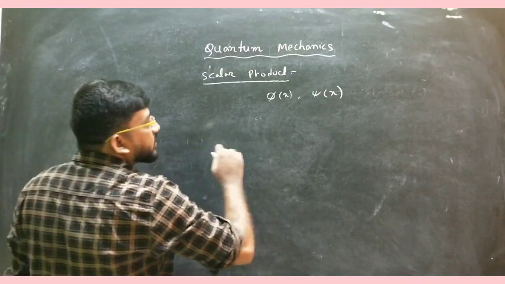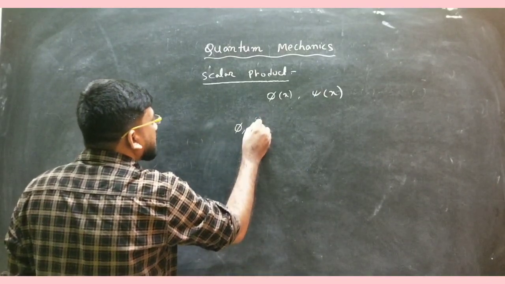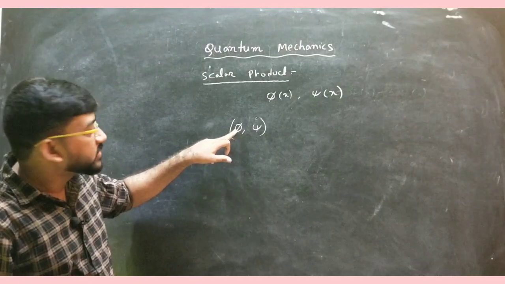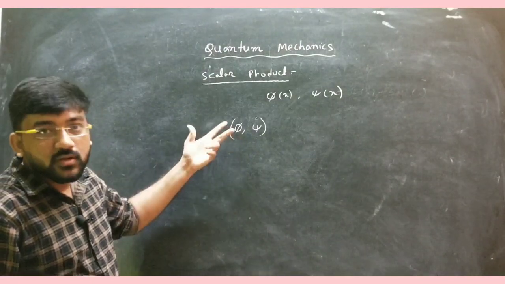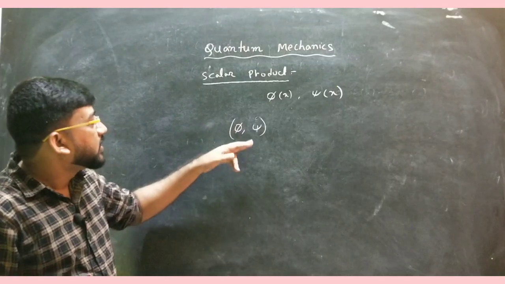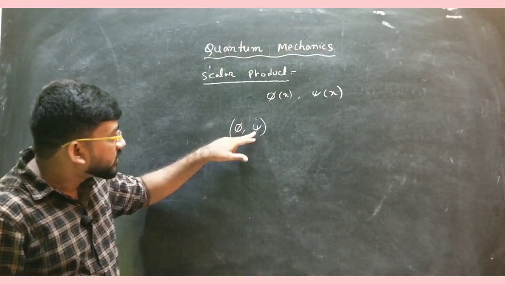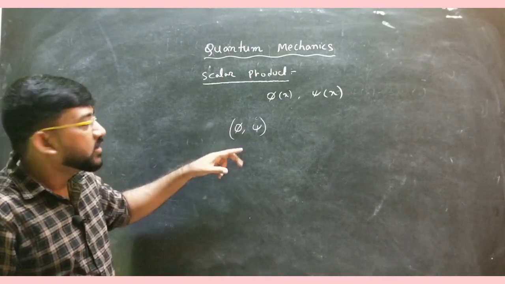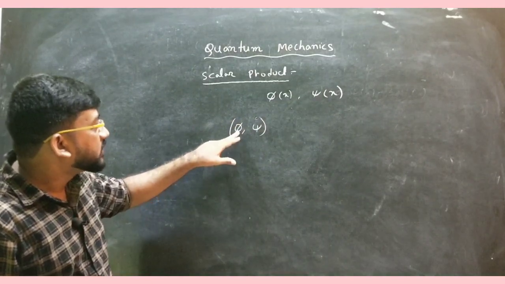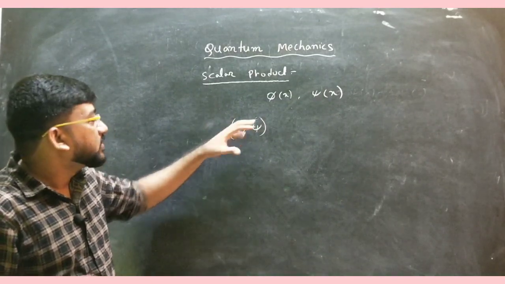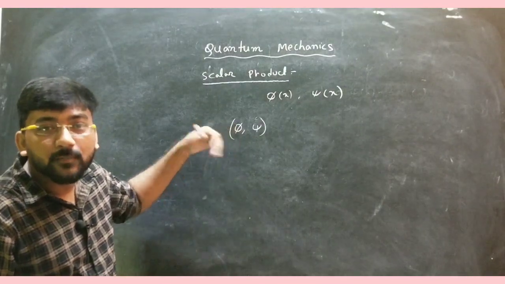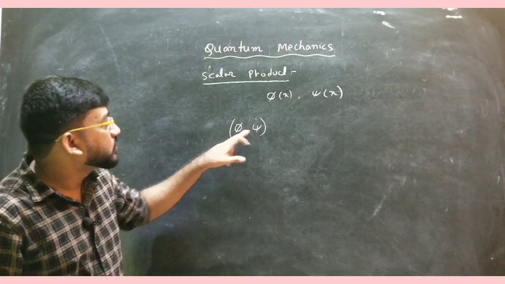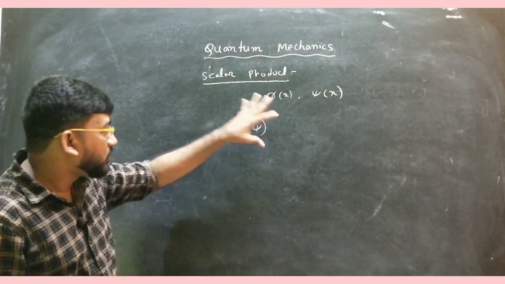Now the scalar product can be written in this way, that is phi comma psi. You have to remember that the function situated on the left side is not the function itself; it will be the complex conjugate of phi. This bracket notation means that this phi is phi star, the complex conjugate of phi. And it is not just the two things situated one after another. This is a whole integration.